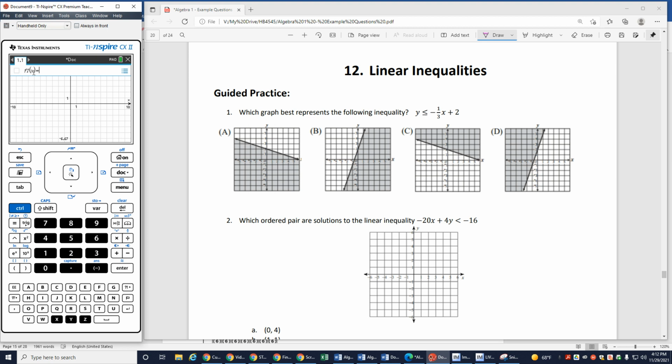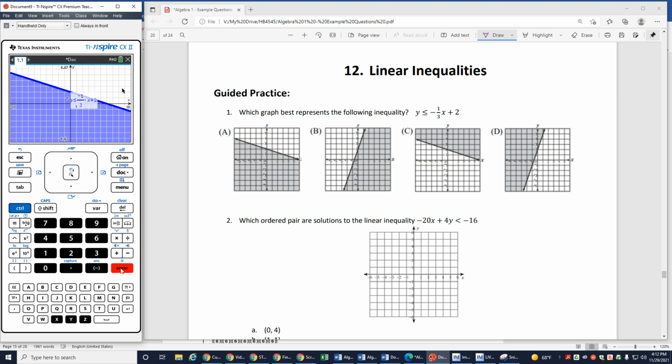Okay. And then I want to graph this inequality where I have y is less than or equal to. So if I take my cursor and hit the delete button once, it's going to let me choose less than or equal to, so that I can make sure I get this graphed the way I want it. Negative 1/3 x, so just 1 divided by 3, x plus 2.